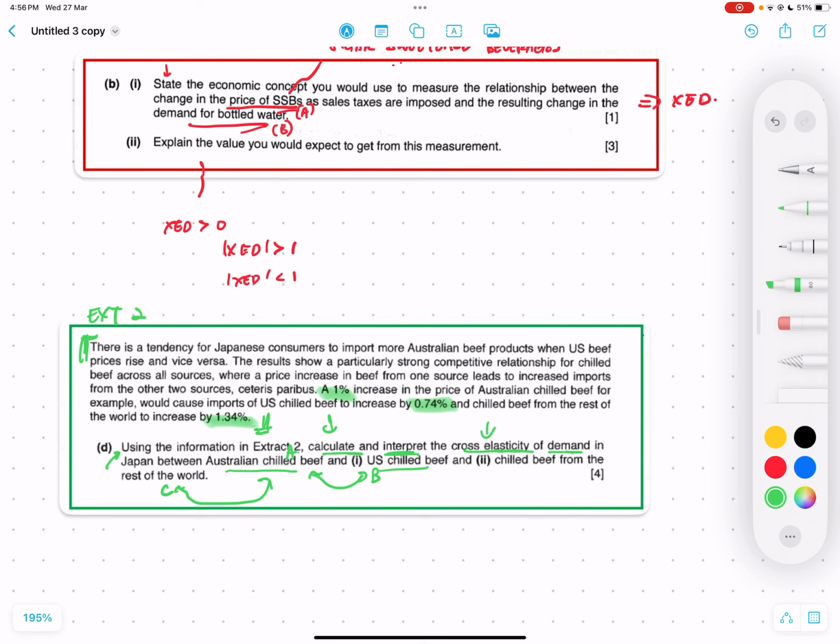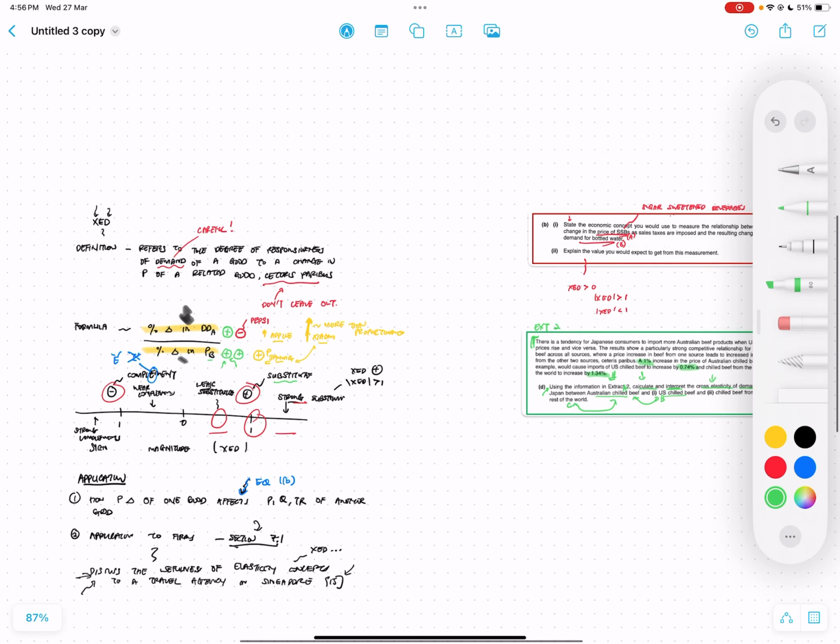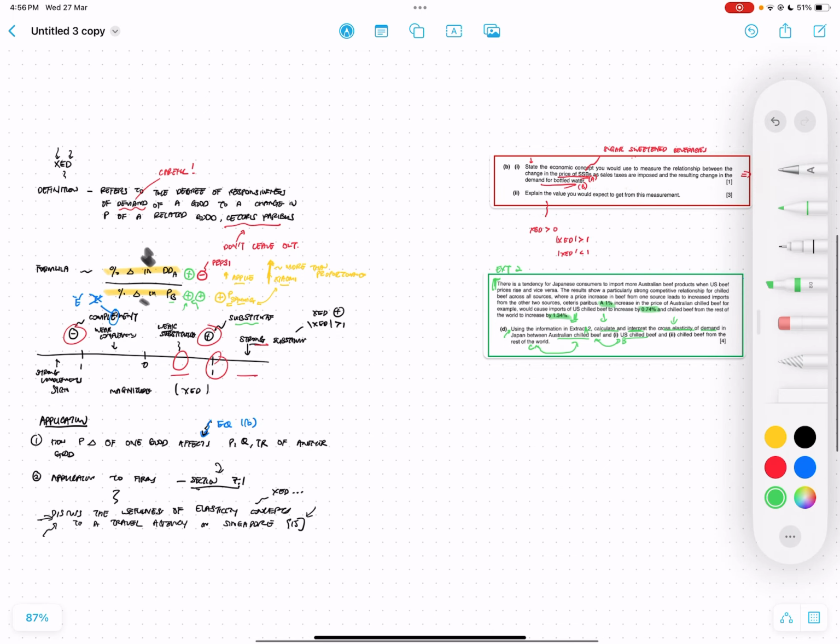Okay, so then you need to calculate the value. I'm not gonna give you an answer. You can go figure yourself. Anyway, eventually when you get TYS, you have access to all these questions and answers lah. Okay, so this is just a brief rundown, a summary of XED as well as the questions that you can be tested on.